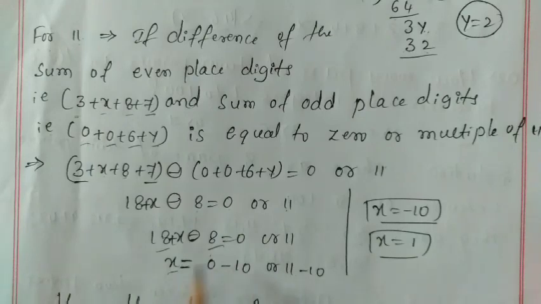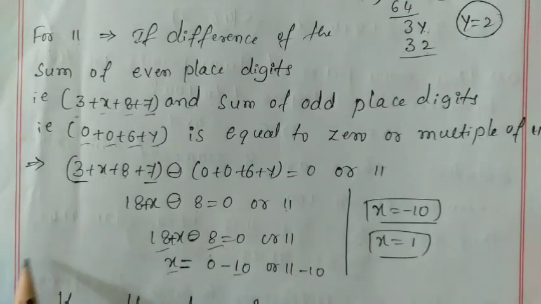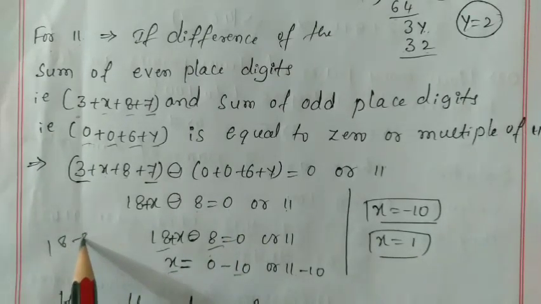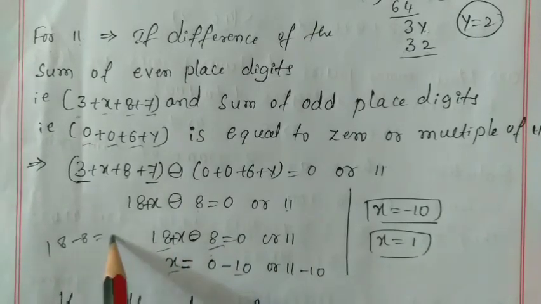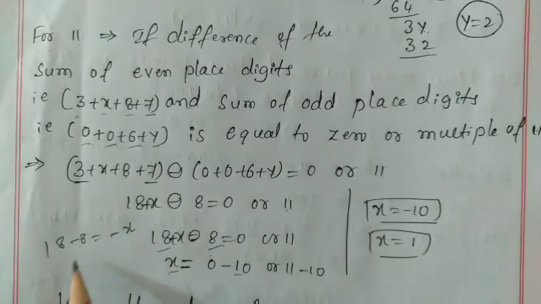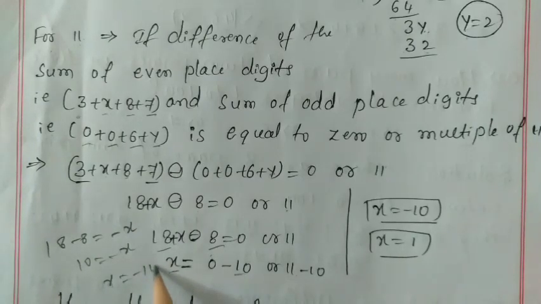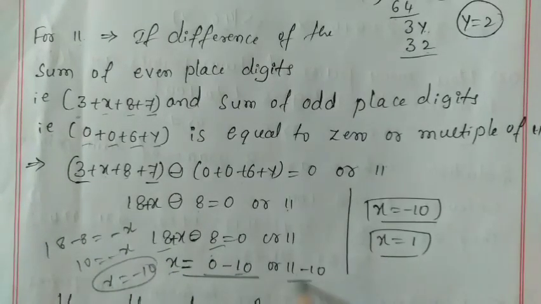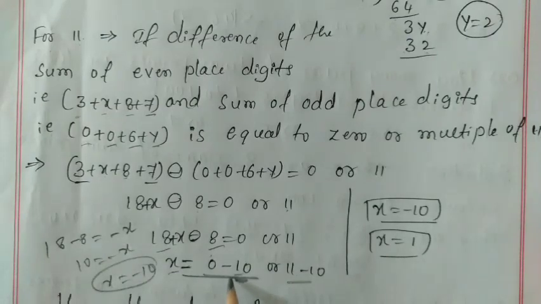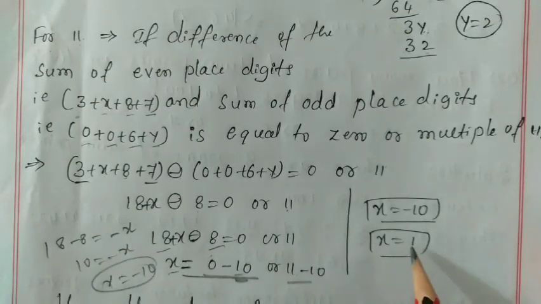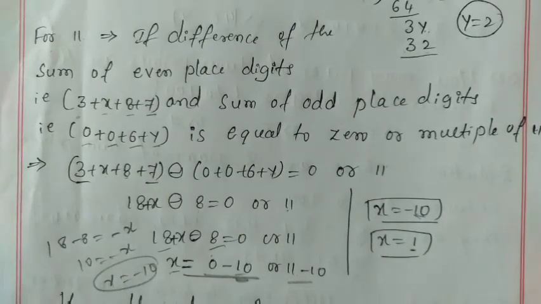Okay, so therefore x is equal to minus 10, because 18 minus 8 plus x, you can bring this to the other side, then this becomes minus x. 18 minus 8 is 10, which equals minus x, and x is equal to minus 10. So therefore you got x equal to minus 10 or x equal to 11 minus 10, that is 1. Okay, so x equal to minus 10 or 1 you can write here.